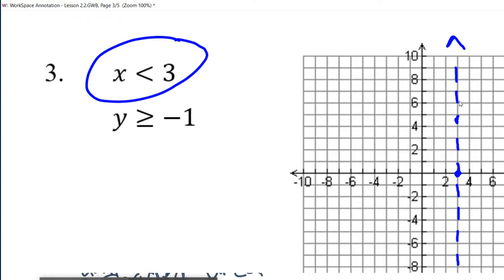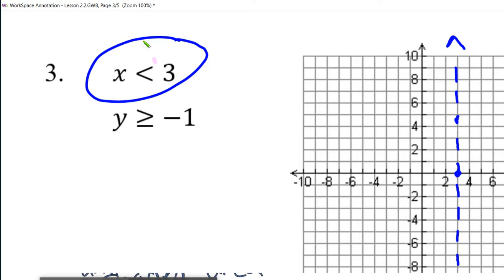What's the difference between a dashed line and a solid line? Why does it have to be dashed? You have to look at your symbol. Your symbol will tell you whether it's solid or dashed or to shade up or down. Looking at that symbol I highlighted in pink, it's a less than, so is it equal to? No. So if it's not equal to, it's going to be dashed. If it were equal to, then it would be solid.